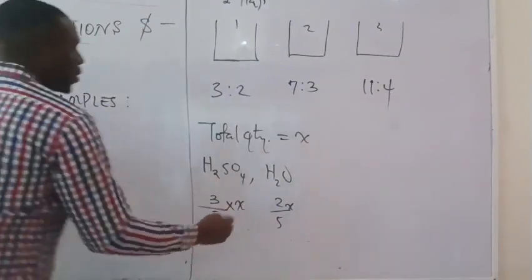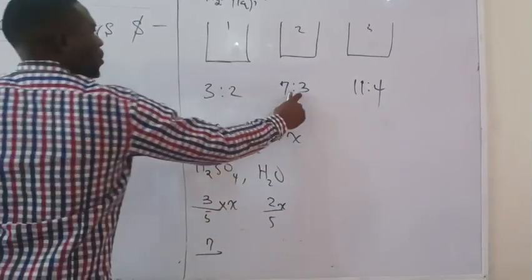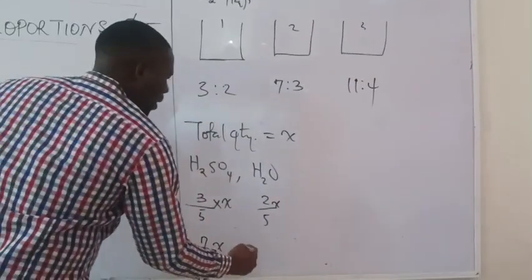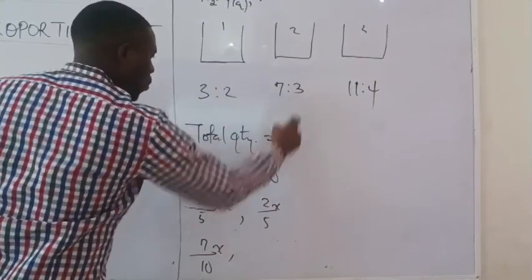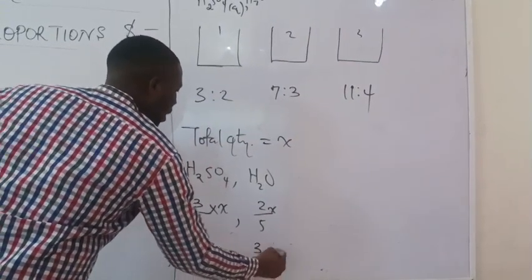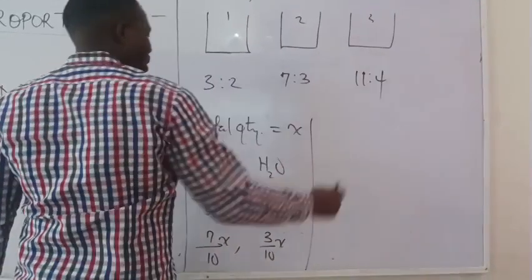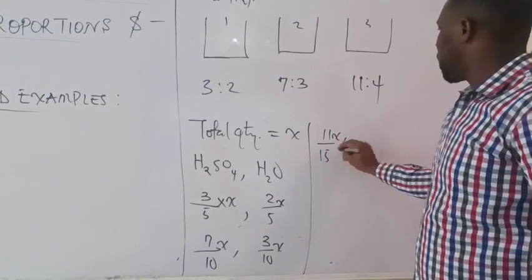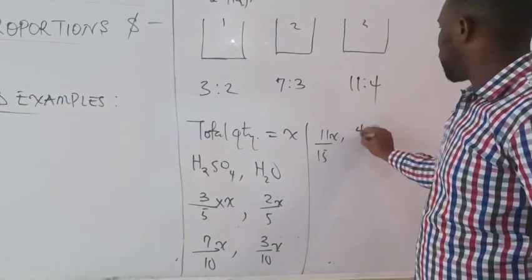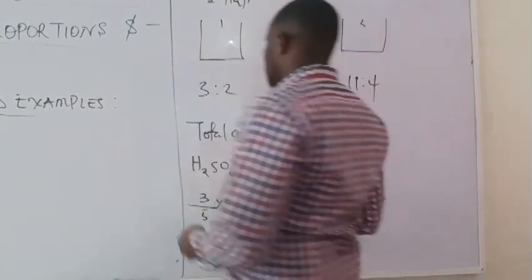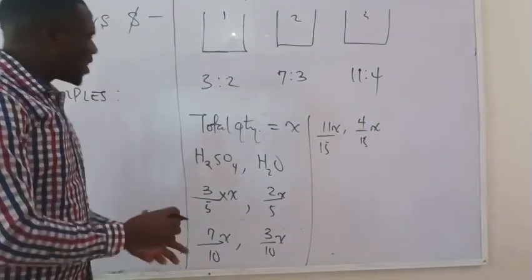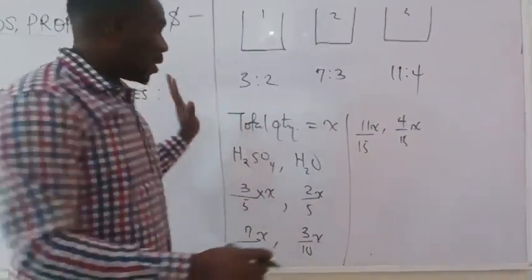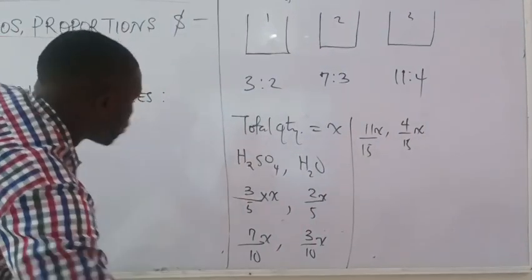Then the same applies to the second container. This will be 7 out of 10 times the overall quantity in the container, that's X. Then for water, this will be 3 out of 10 X. Then of course, for the last container, that's the third one, for sulfuric acid, this will be 11 out of 15 times the overall. Then for water, that's 4 out of 15, of course, times the overall. And of course, once I mix up everything, mixing up means I will sum up all of these for sulfuric acid and also for water independently. And of course, I am good to go.